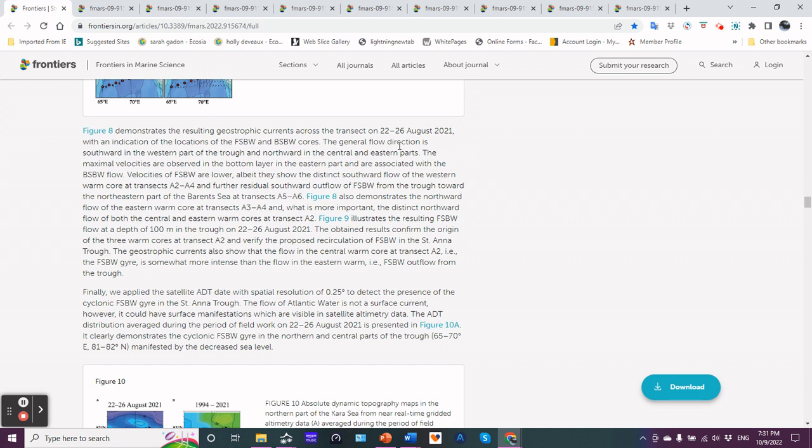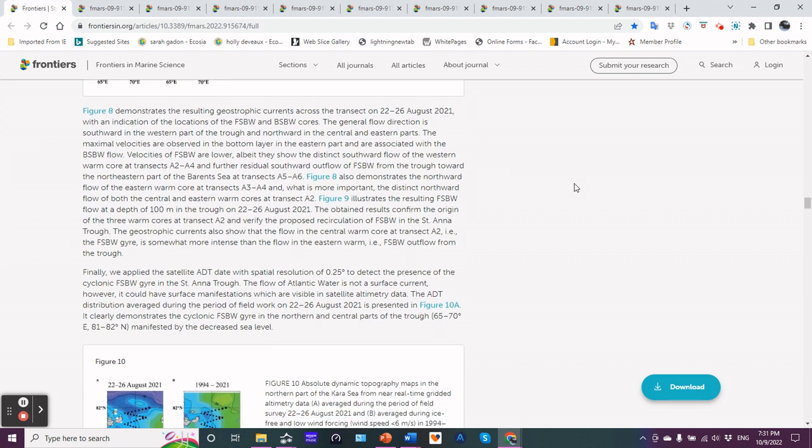And they go on to describe that figure 8 demonstrates the resulting geostrophic current. We just looked at that. We just looked at figure 9. I mean, it shows it very plain and clear what's going on there.